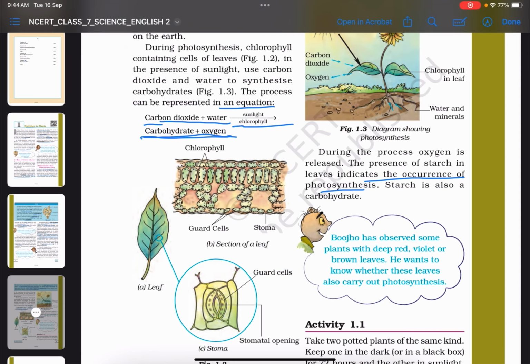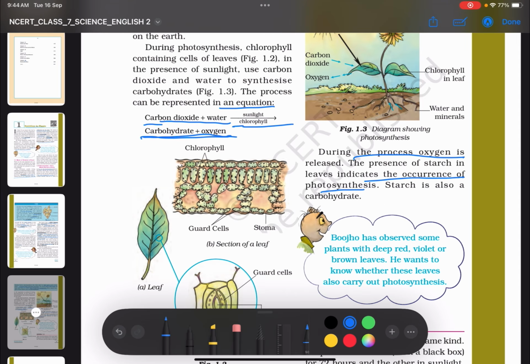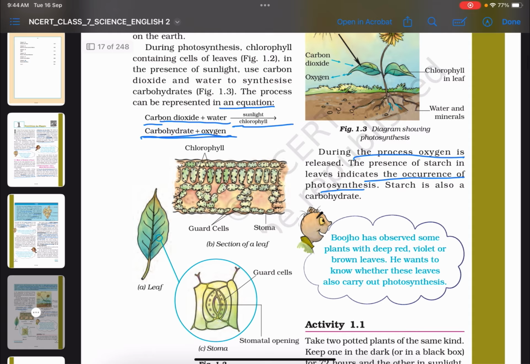During the process, oxygen is released. The presence of starch in leaves indicates the occurrence of photosynthesis. Starch is also a carbohydrate.